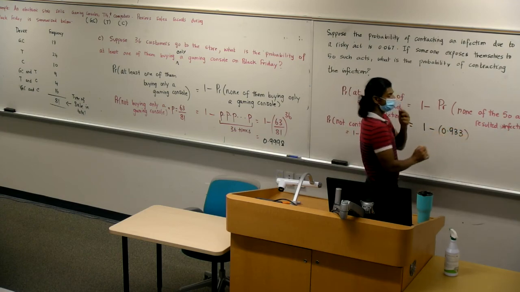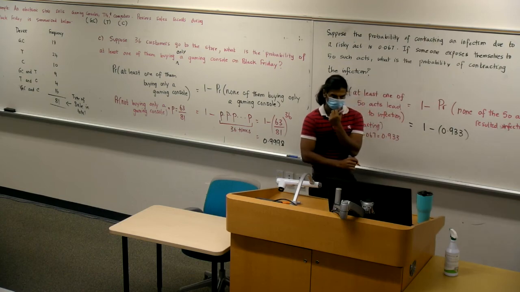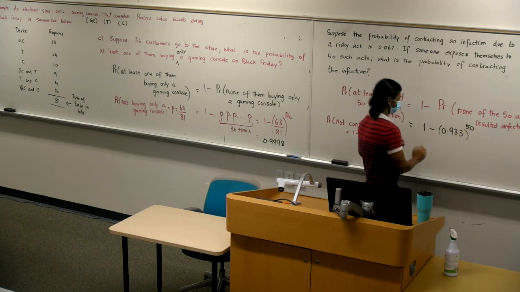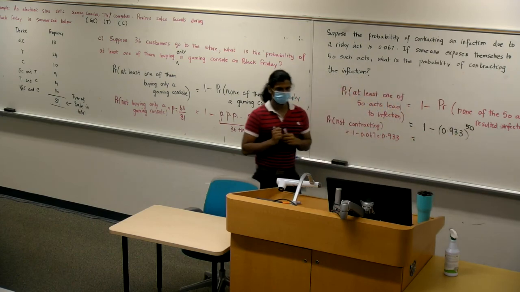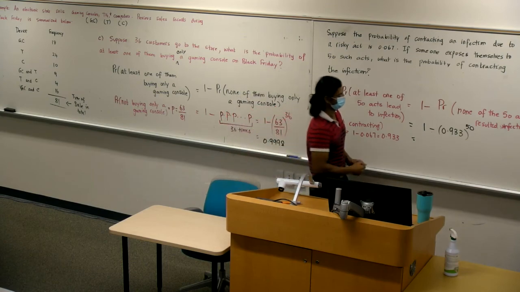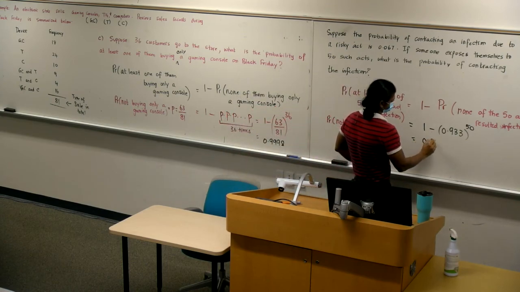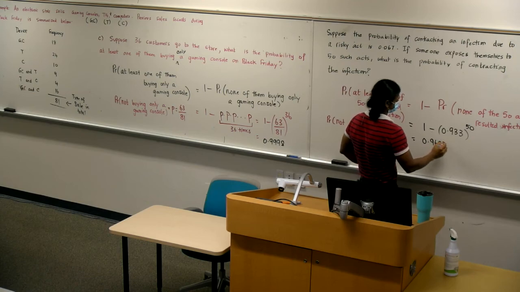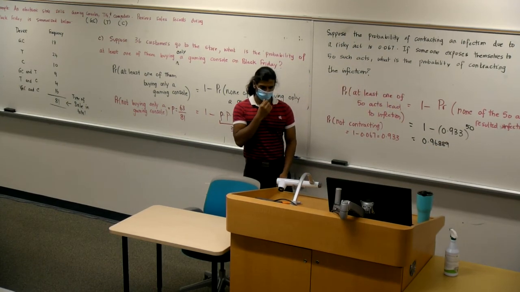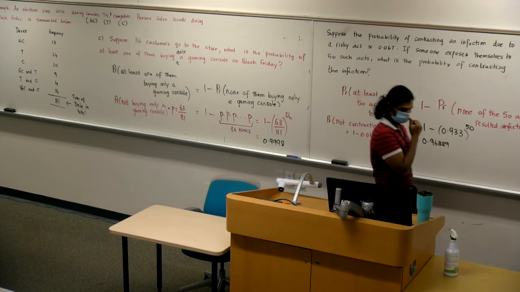So, if we use the same logic, it will simply be 1 minus 0.933 raised to 50. And what do we get? 0.9688 rounded. 0.9688. Now, change that 50 to 5 and tell me what you get.